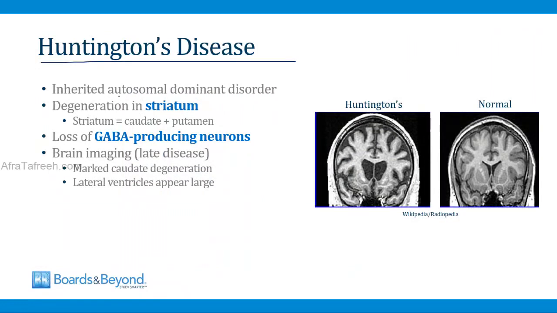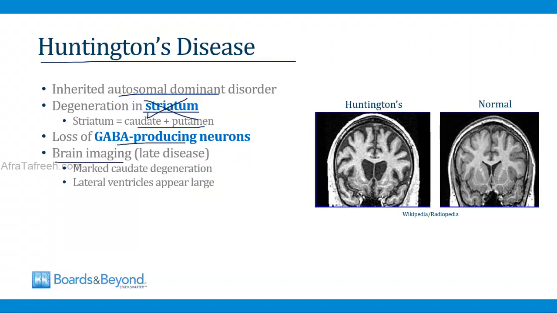Huntington's disease is a rare neurologic condition that causes chorea among other neurologic symptoms. It's an inherited autosomal dominant disorder that causes degeneration of the striatum, which is part of the basal ganglia. The striatum is made up of the caudate and the putamen. When you lose this part of the basal ganglia, you lose GABA-producing neurons, and GABA normally inhibits motor activity. So when these neurons are lost, you get excess motor activity, and that includes chorea.